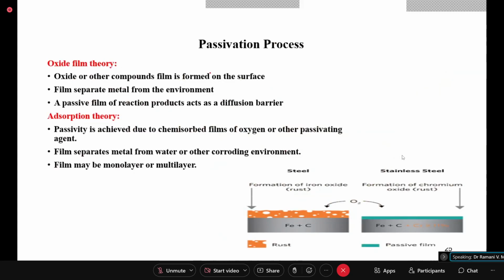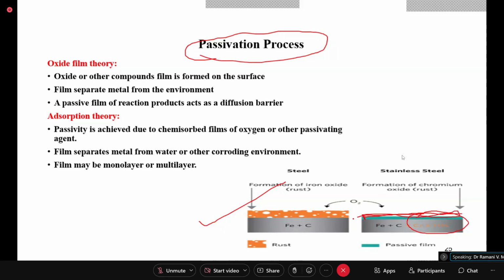Then passivation process. So you are passivating, this example we have already seen. By adding chromium to the iron, you are passivating this particular metal because the film formed cuts the contact of oxygen with the metal, and thus we say that the metal has been passivated by adding chromium to it. Oxide film theory. Oxide or other compound film is formed on the surface. A film separates metal from the environment. A passive film of reaction product acts as diffusion barrier. So this is acting as a diffusion barrier.